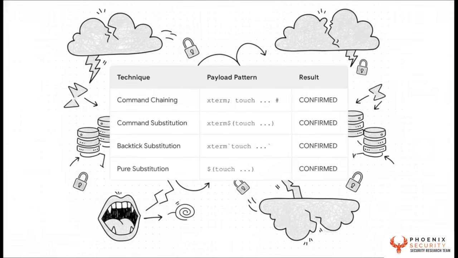So you might be thinking, does this actually work in the real world? Oh yeah, the researchers threw everything at it. And as you can see from this table, it didn't matter what technique they used, command chaining with a semicolon, different kinds of command substitution. The shell just gobbled it up and ran the malicious command. This isn't some abstract theory. It's a 100% confirmed practical exploit.